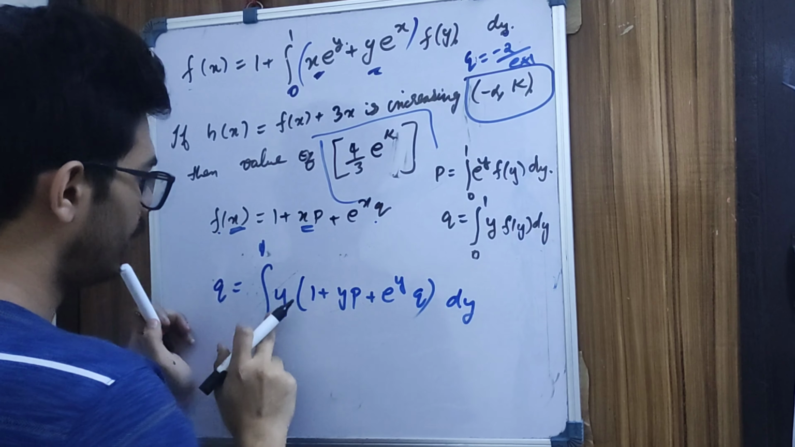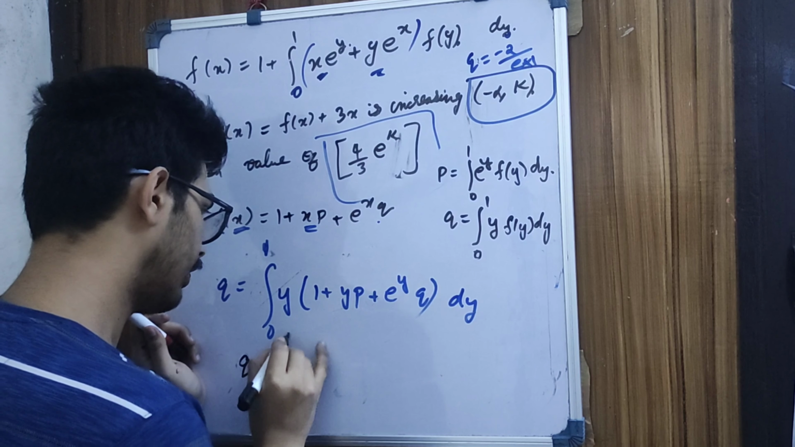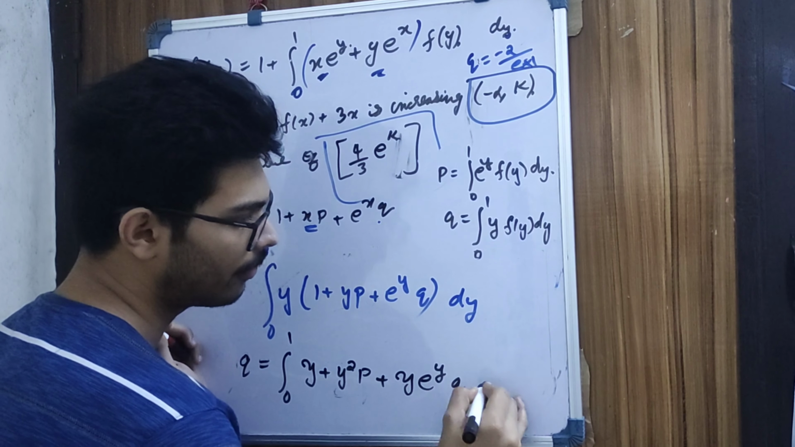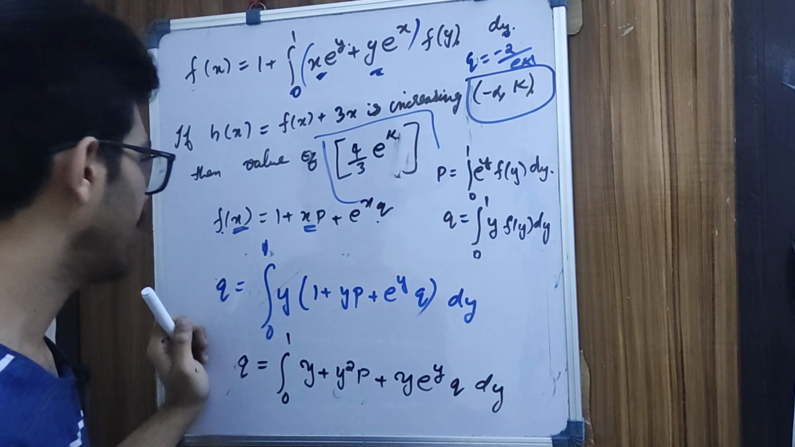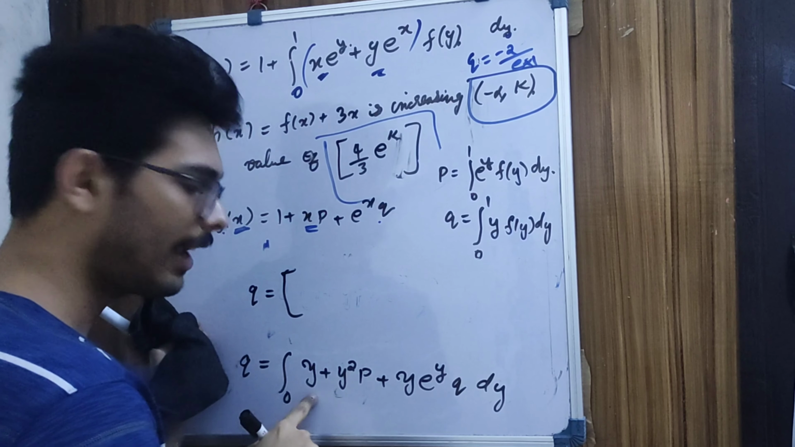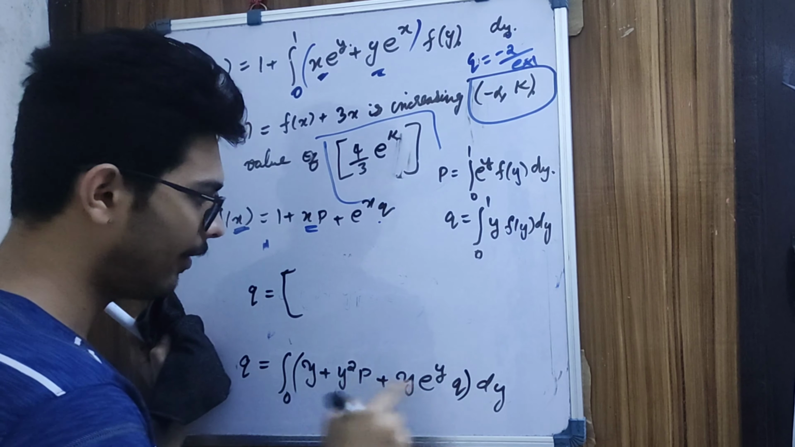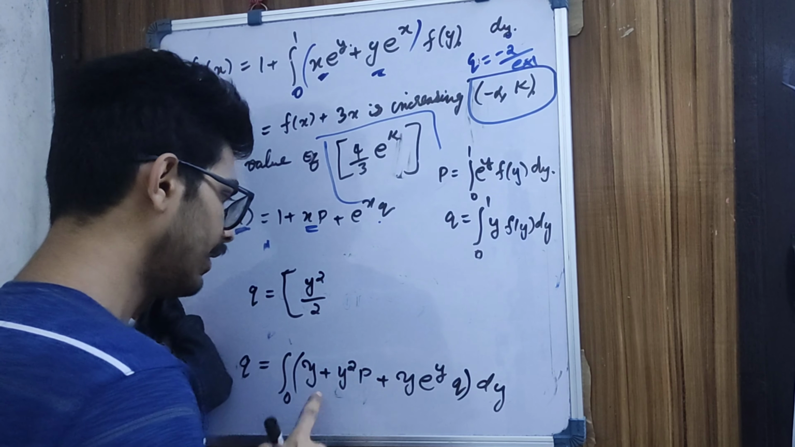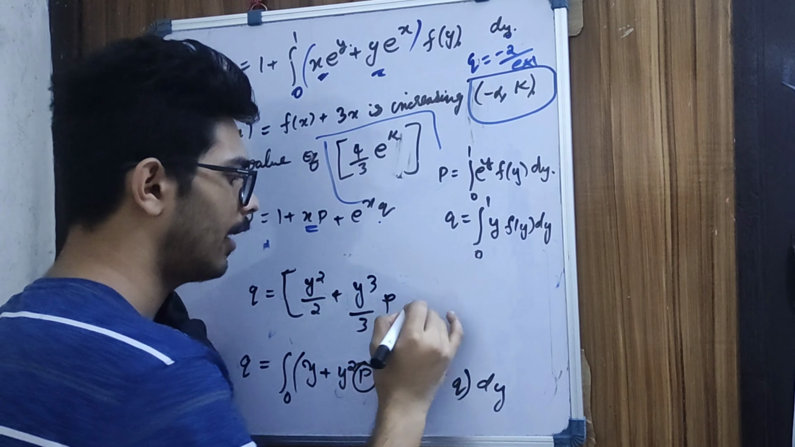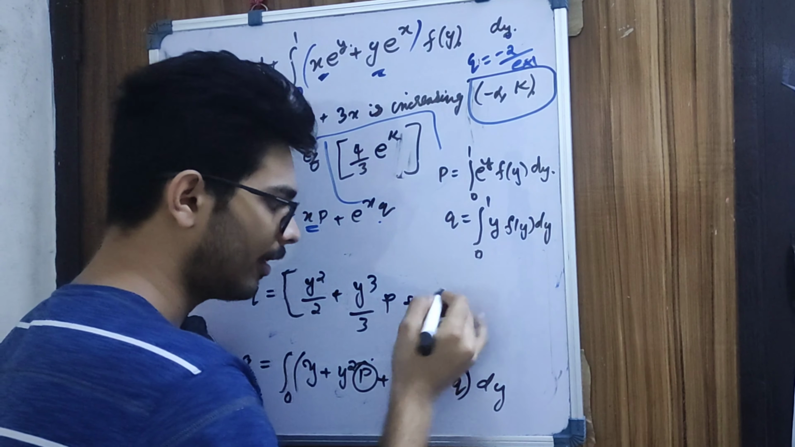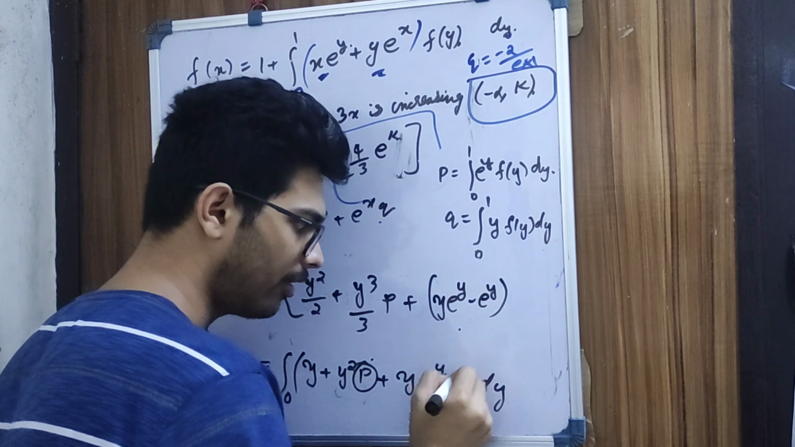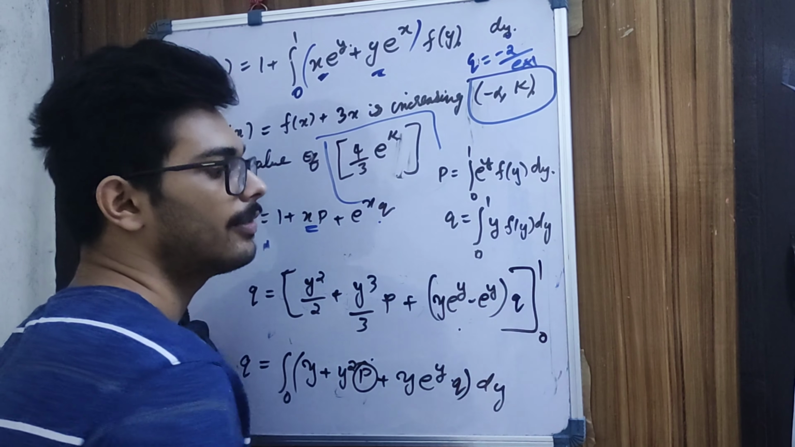So I am multiplying the whole term with y, which will be equal to q into integral 0 to 1 y plus y square p plus y into e raised to y q dy. Now we can integrate. Q equal to, what is the value of y integral y dy? Integral y dy will be equal to y square divided by 2. What is the value of y square dy? It will be equal to y cube divided by 3 into p. And what is the value of y e raised to y? We have got in the previous step that y e raised to y minus e raised to y into q. And we are giving the limit set from 0 to 1.